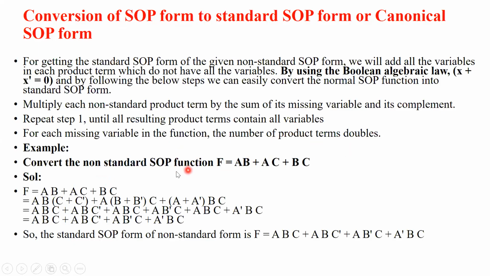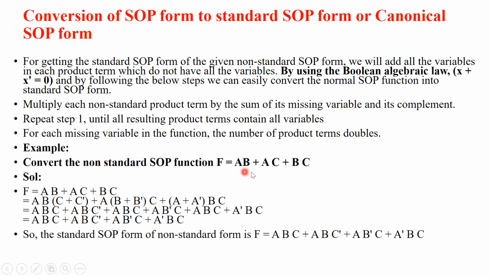Suppose I have the non-standard form F is AB plus AC plus BC. First you understand, from this question you can understand that I have three variables. Because here AB is visible, somewhere C is visible. So this is my non-standard form, because ideally in standard form A, B, C all three should be there, whether complemented or not complemented. But if you see, I have only two literals. Means the third literal is absent. So that's why this is my non-standard form.